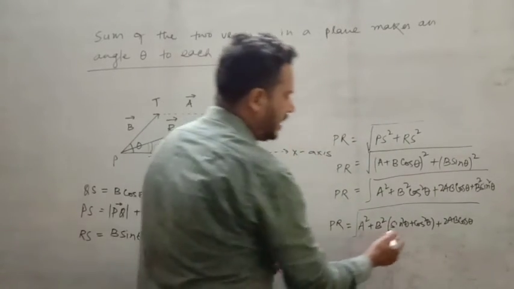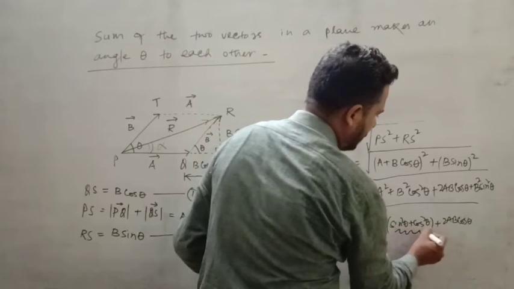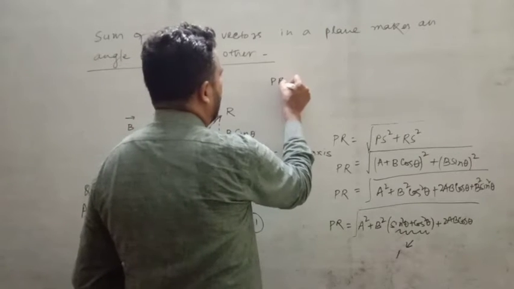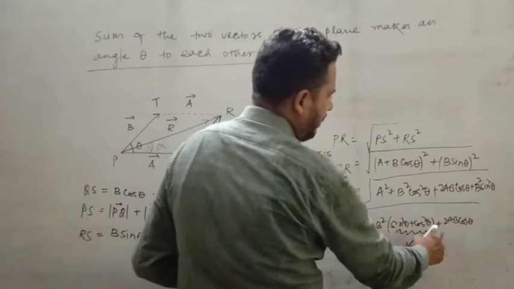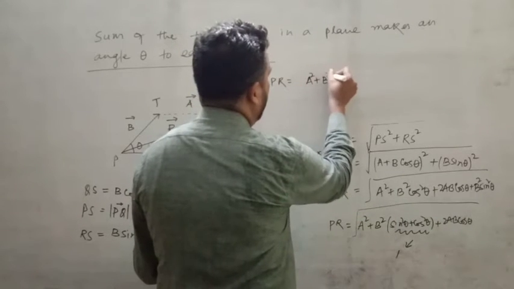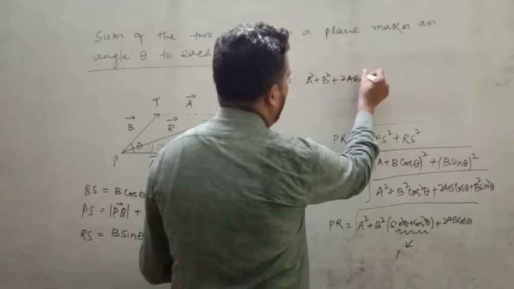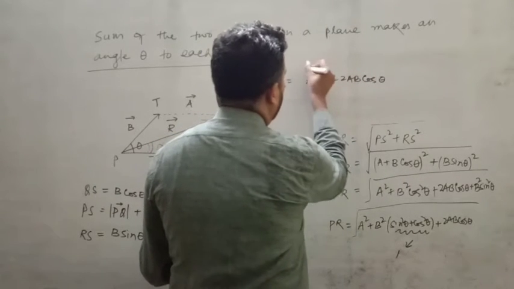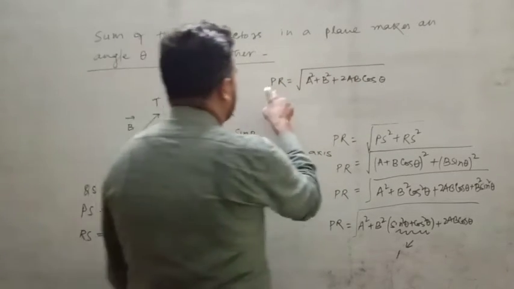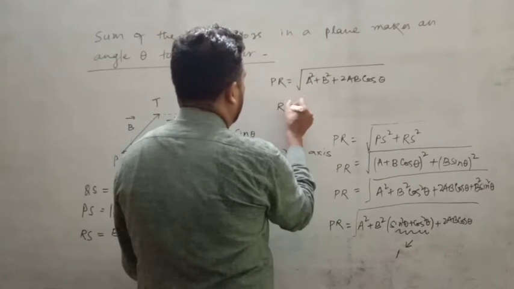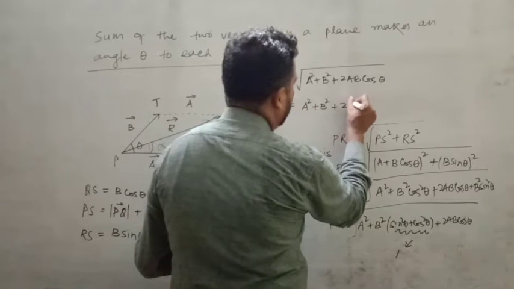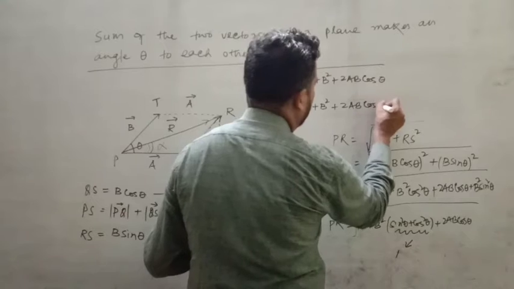So now you can see that sin square theta plus cos square theta is 1. Therefore, your PR will be a square plus b square plus 2ab cos theta. This is your resultant, and this PR is just R. So PR, its magnitude is R. Therefore R is the square root of a square plus b square plus 2ab cos theta.